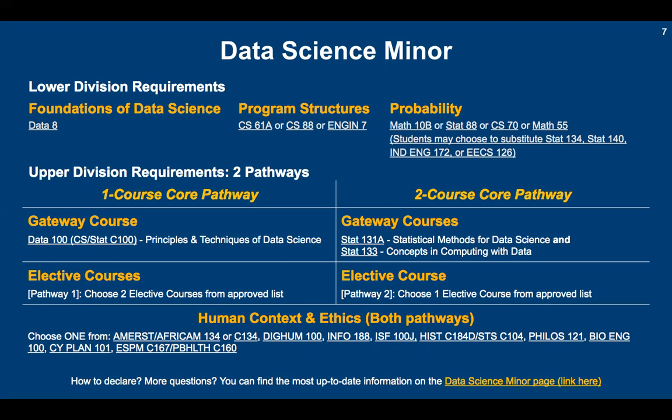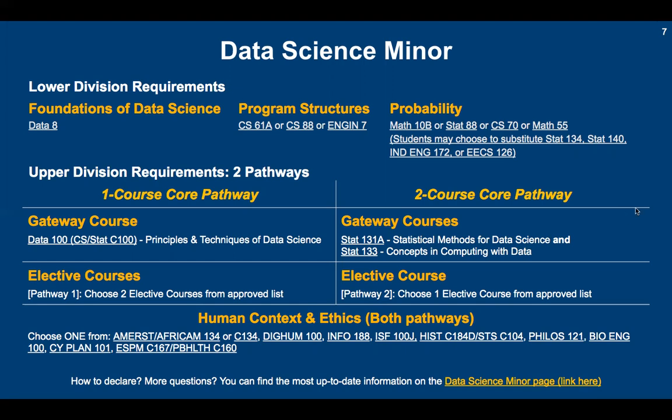For the minor, similar to the major, there are 2 pathways that you can take. The first one is the 1 course core pathway, which means you have to take Data 100. The second is a 2 course pathway, which means you have to take Stat 131A and Stat 133.